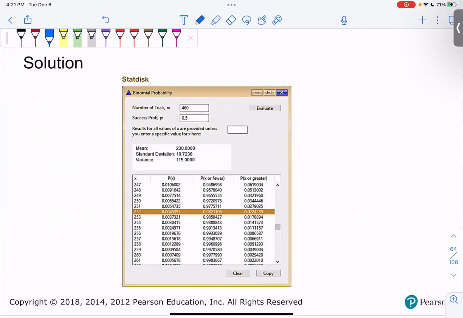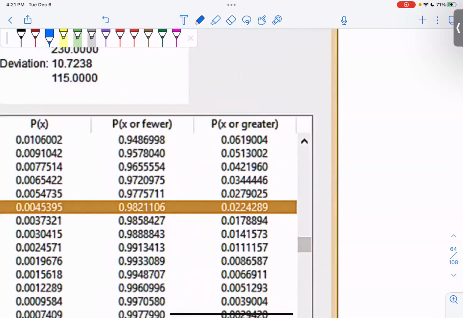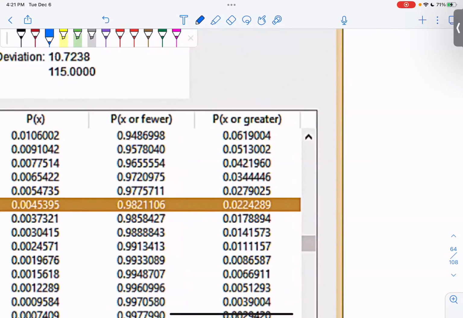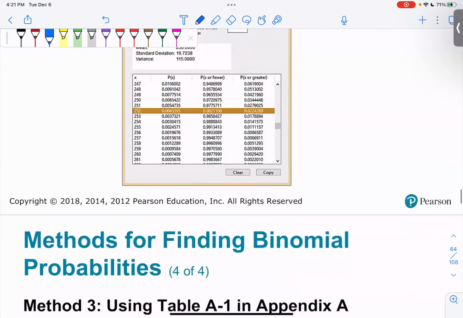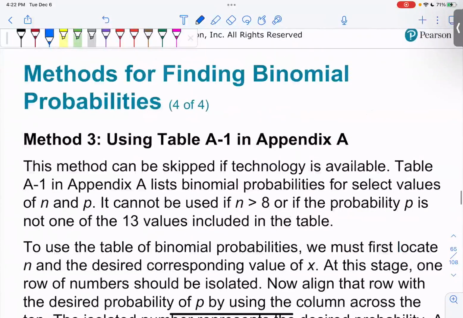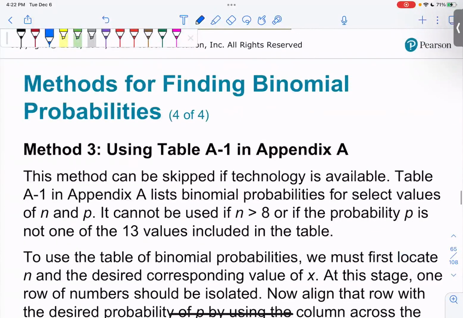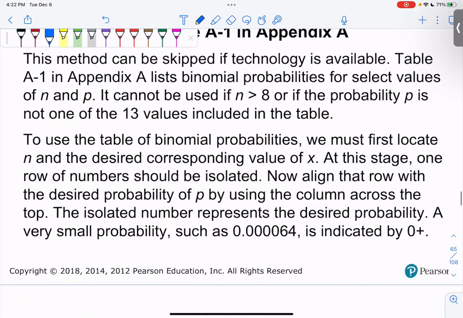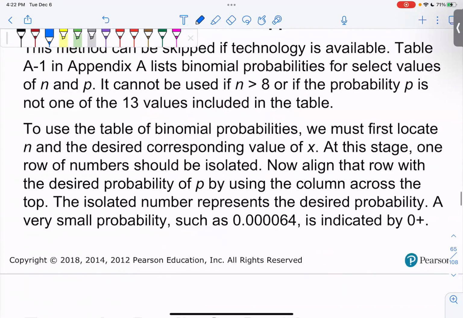Just this value here. We did find it already, 0.0244. And then the third way, using the table. You have a table in the back of the book.